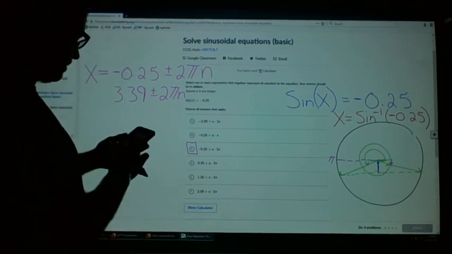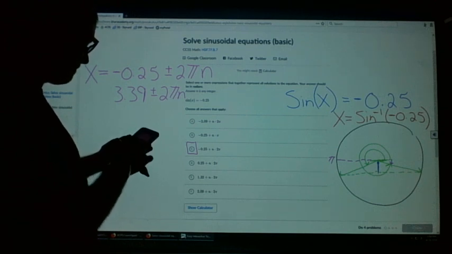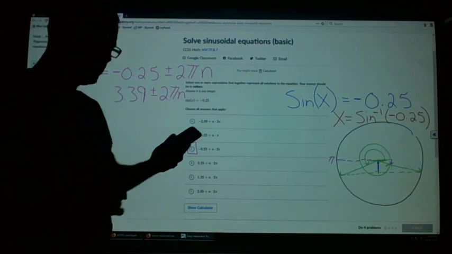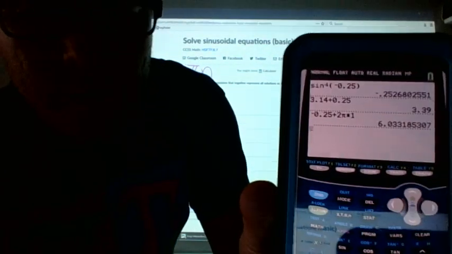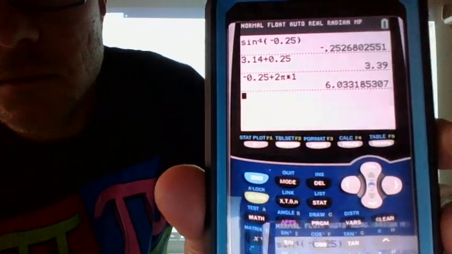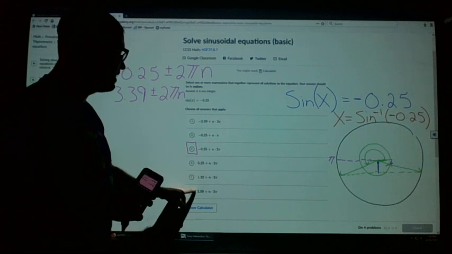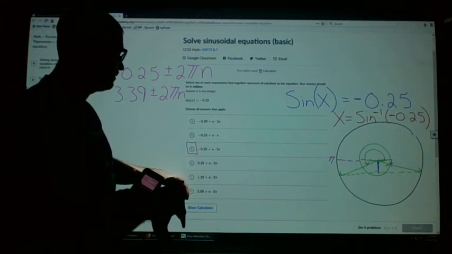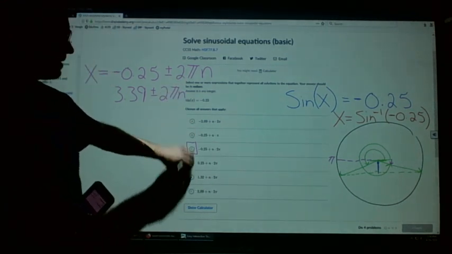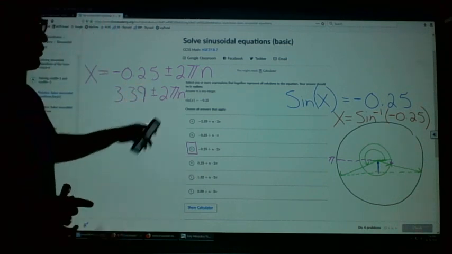plus 2 pi times 1. Well, let's see there. That's 6.033. 6.033, that's not on here, and it's way too big. And if I subtract pi, that's going to be way too big too. So the only one I get there is that. But let's look at the 3.39.